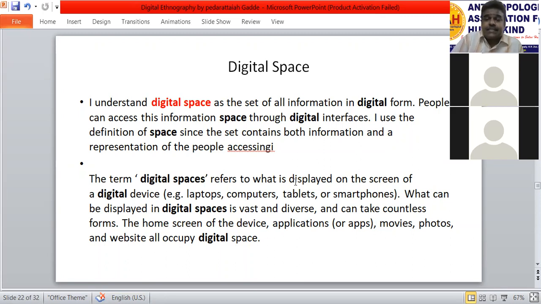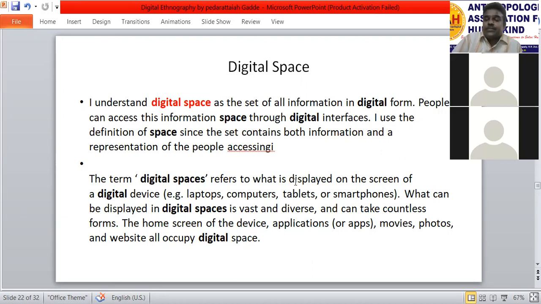Digital space is the set of all information in digital form. People can access this information space through digital interfaces. I use the definition of space since the set contains both information and a representation of the people accessing. The digital space consists of the representation and information, information about the people and the people who represent the information. These two can be accessed in this digital space.